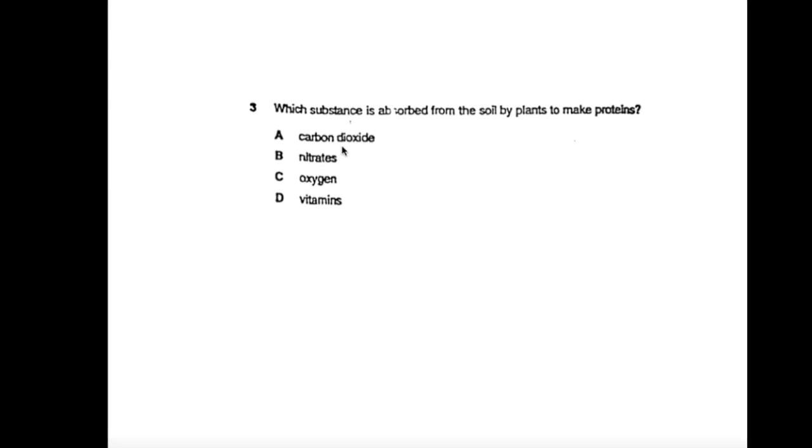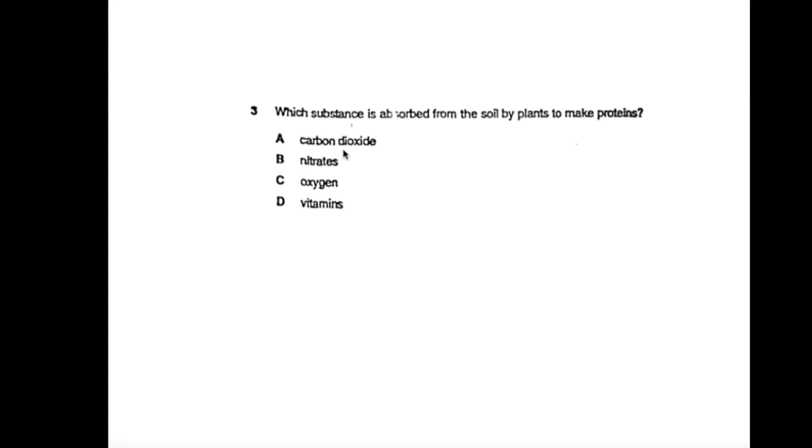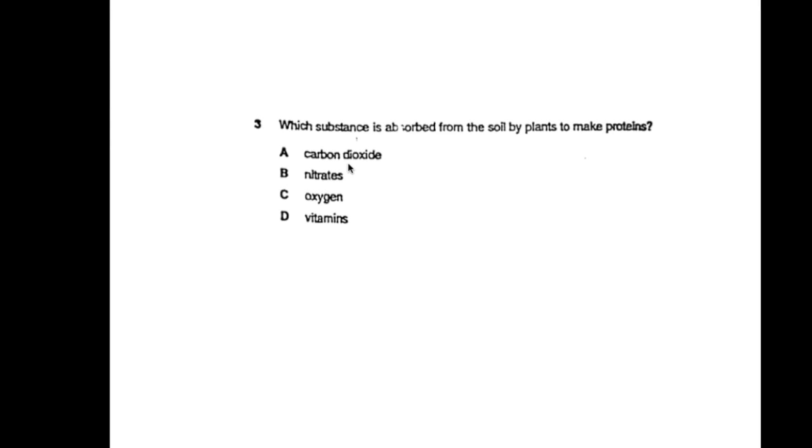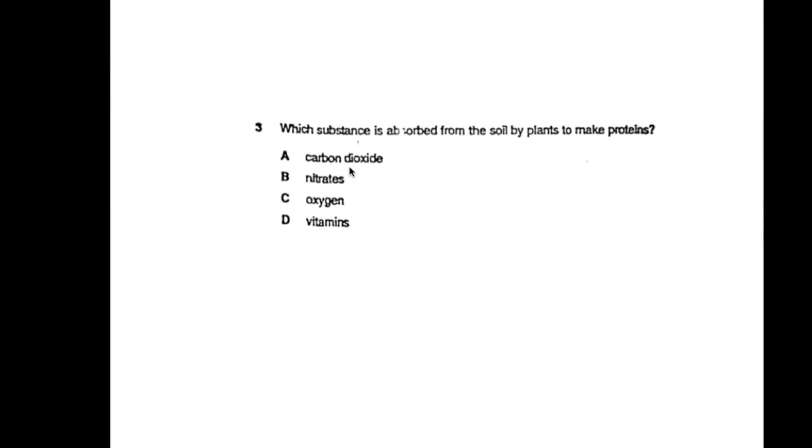Question number 3. Which substance is absorbed from the soil by plants to make proteins? Now let's look at carbon dioxide. Carbon dioxide is taken by the plants to make photosynthesis to produce glucose. Oxygen is released by the plant and it is not used to make proteins. Vitamins are produced by the plants, so it is definitely not absorbed. So the only answer left is nitrates. Now plants absorb nitrates from the soil and use these to build up proteins. So the answer is B.